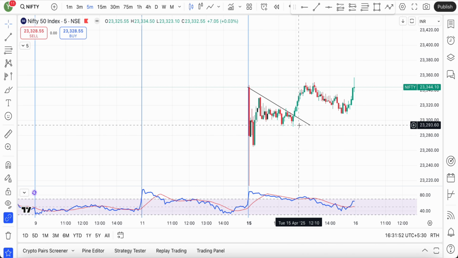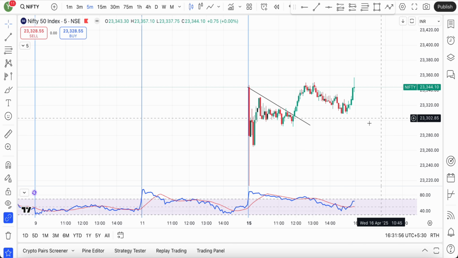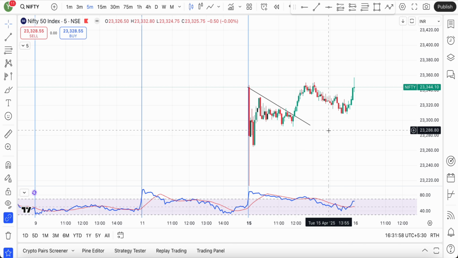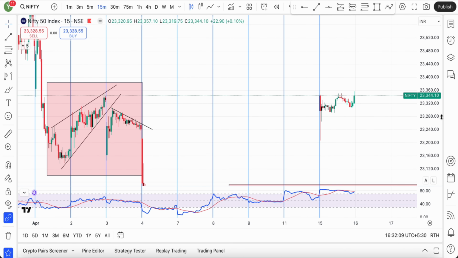It was that sluggish today, all thanks to the VIX crashing down. So it was a good day to be avoided on a trading level. Now, if we come to the trading plan for tomorrow, let me just switch to the 15 minute time frame.